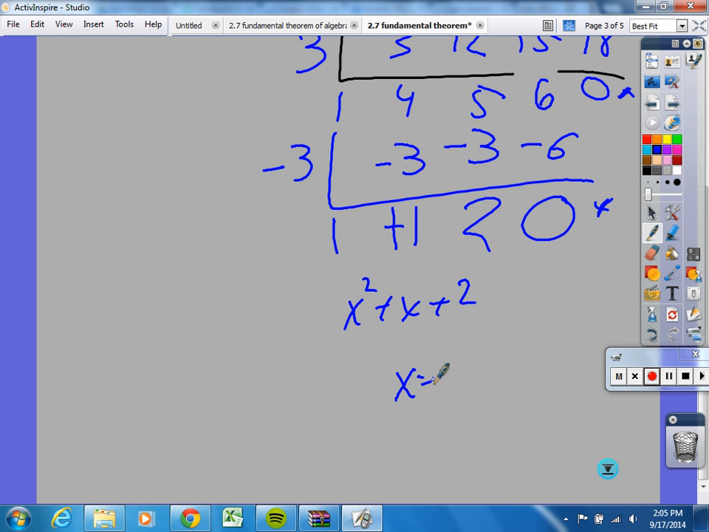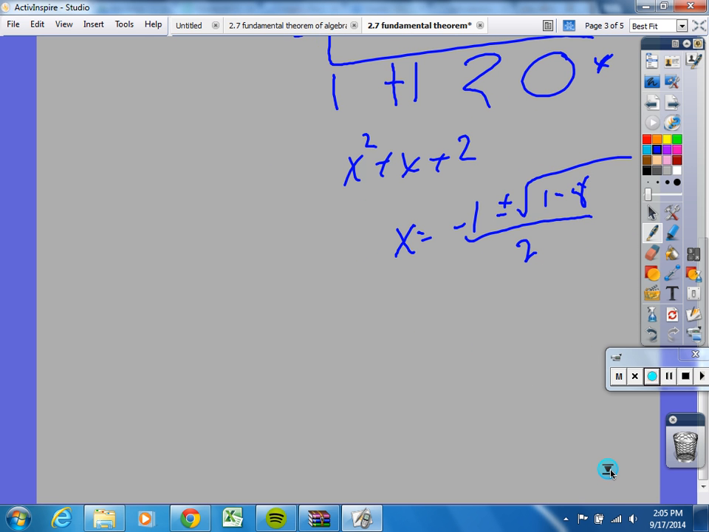x equals opposite or negative b, whatever you want to say, plus or minus square root of b squared minus 8 all over 2. 4 times 1 times 1, I mean 4 times 1 times 2. So that's negative 1 plus or minus i root 7 over 2.